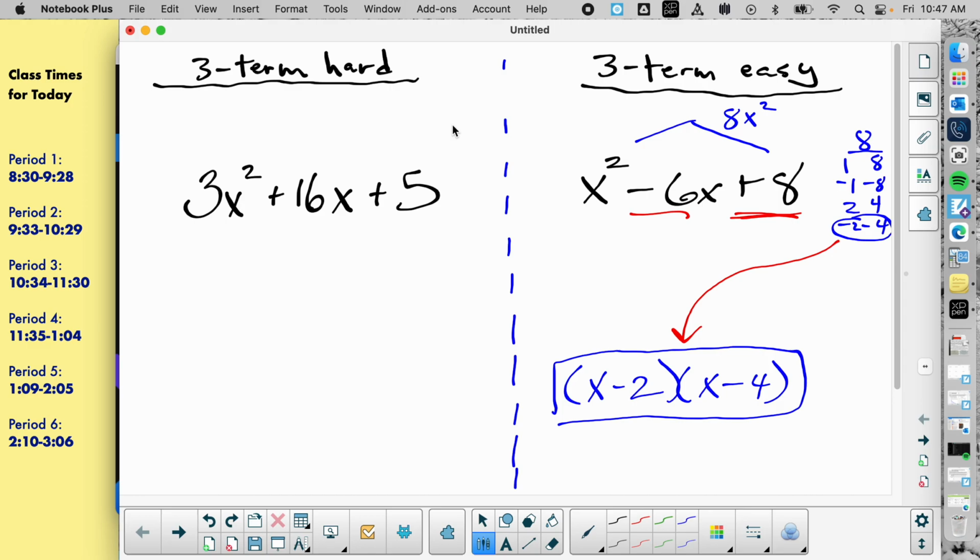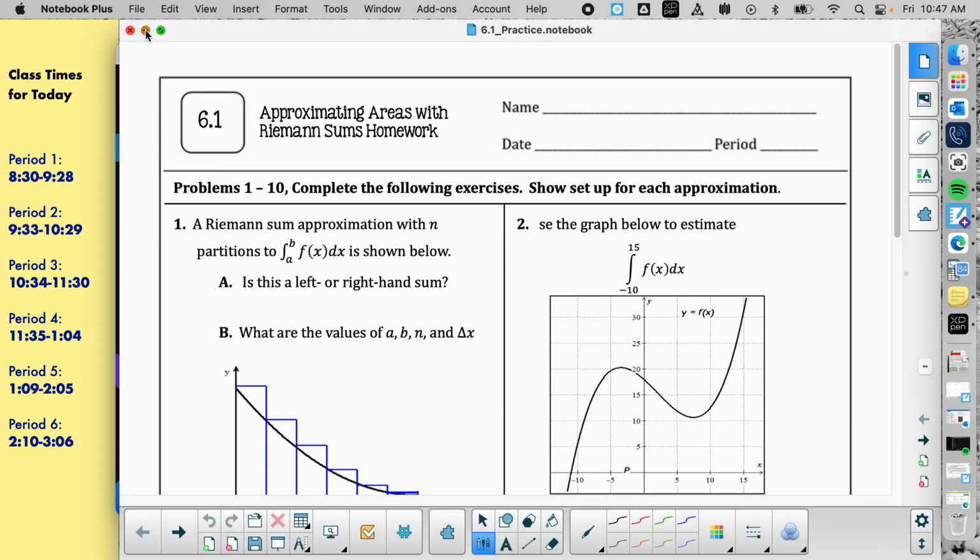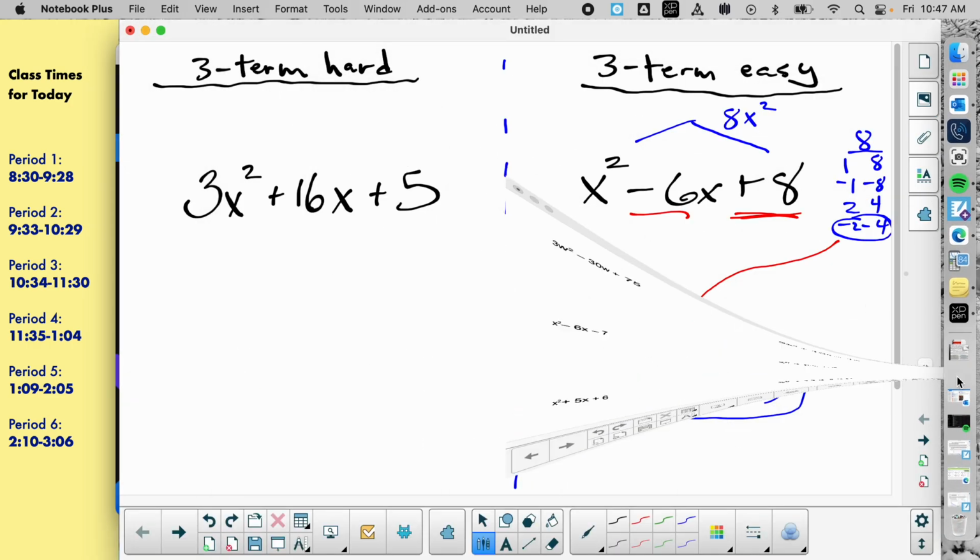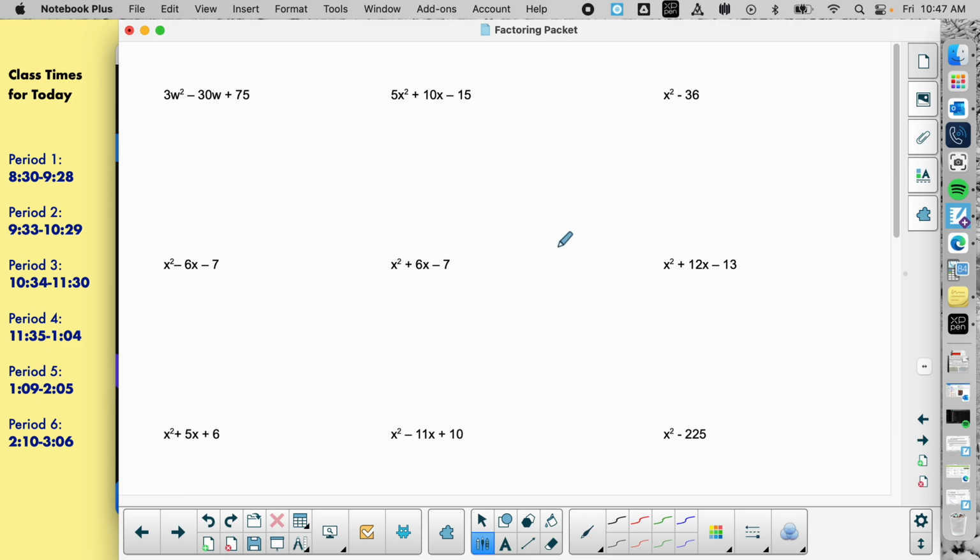Okay, in our actual notes, nope, that is not our notes. This is our notes. Go to this page. It's in the middle of the packet somewhere. It's before what we just worked on. Because this is easier, most people do this first.